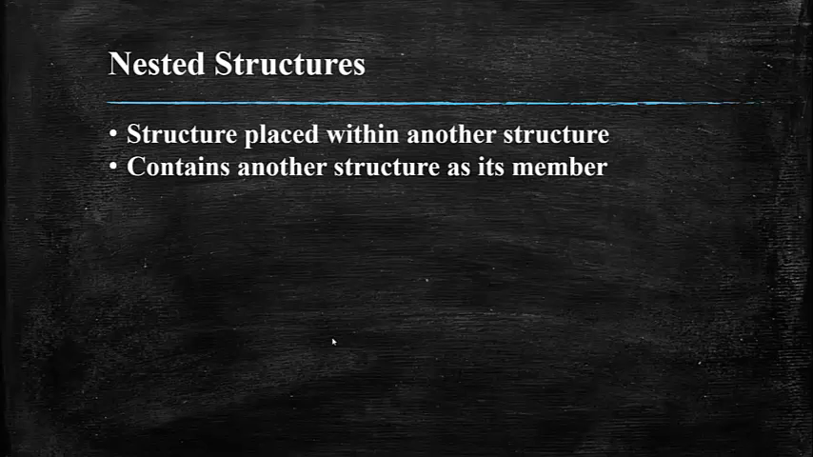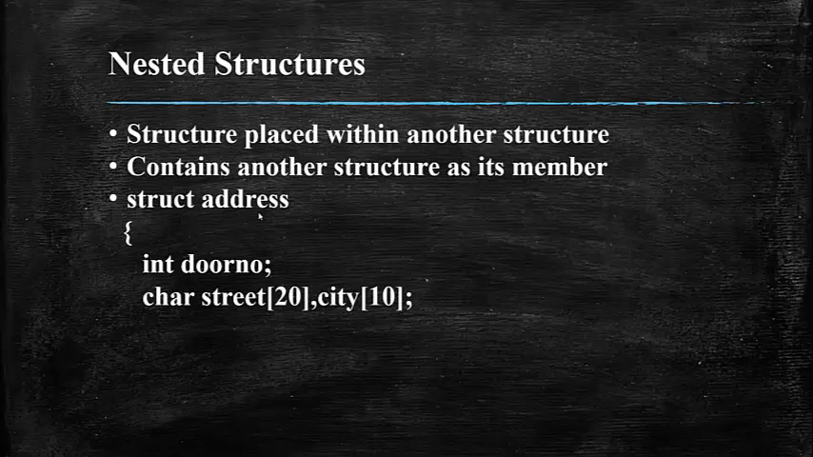Your structure will have a lot of members within itself, and one of the members that is of a structured data type is considered a nested structure. Let me show an example, then it will be clear for you. Here I'm creating a structure for address. I'm using the keyword struct followed by the name of the structure, that is address. Address is going to have the members door number, street, city, and then the pin code.